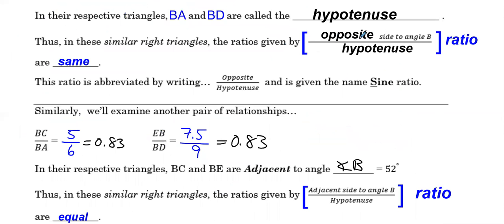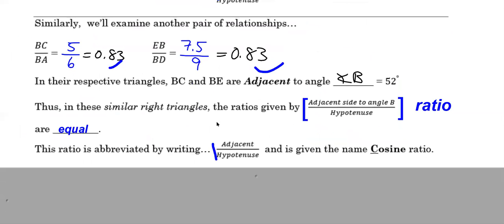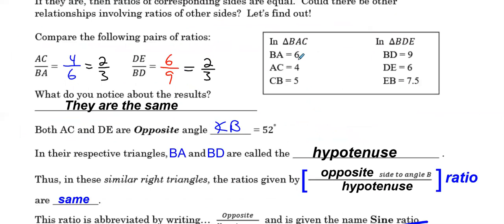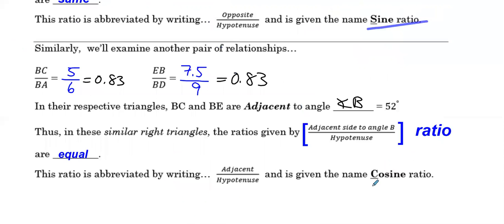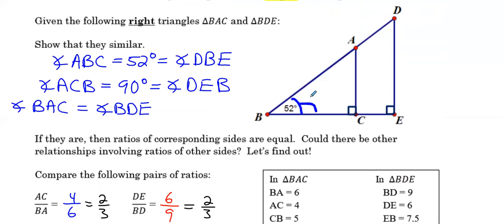So the first ratio was the opposite side divided by the hypotenuse, this one here. And then the next ratio we're going to take a look at is the adjacent over the hypotenuse. In a very similar way, it doesn't matter if it's the bigger triangle or the small triangle, the ratios are the same. We give that a fancy name called cosine. So we've seen two different ratios, one called sine that involves the opposite side and the hypotenuse relative to a reference angle, and the cosine ratio, which is the adjacent side and the hypotenuse relative to a particular angle.